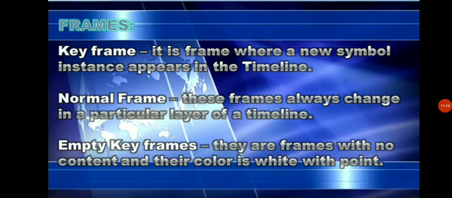One is the keyframe. A keyframe is a frame where a new symbol instance appears in the timeline. This is to create a new keyframe to represent a change in a particular layer of the timeline. You can identify them by the black point in the center. To insert a keyframe, select Insert, Timeline, Keyframe, or press F6, or right click the frame where you want to place a keyframe and select Insert Keyframe from the context menu.